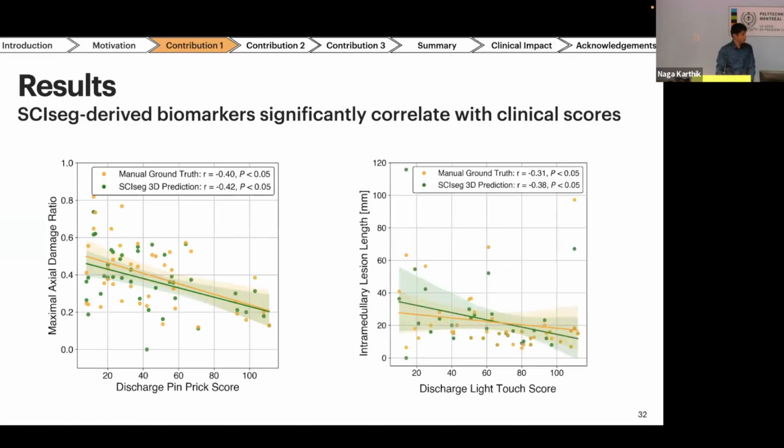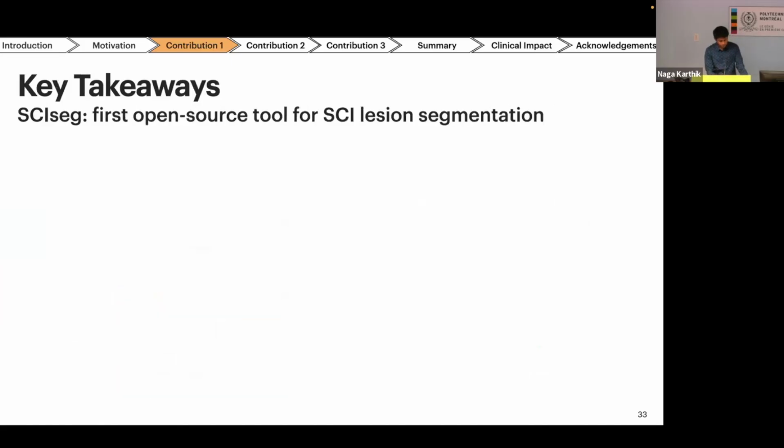Similar is the case with another quantitative biomarker, in this case, the lesion length, and so on. So this is one of the interesting results from this work.